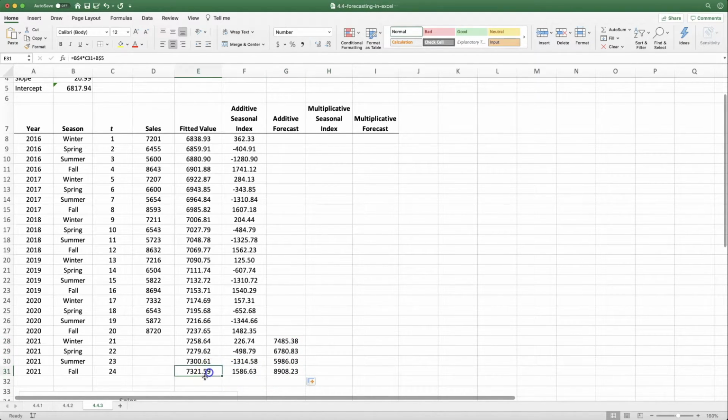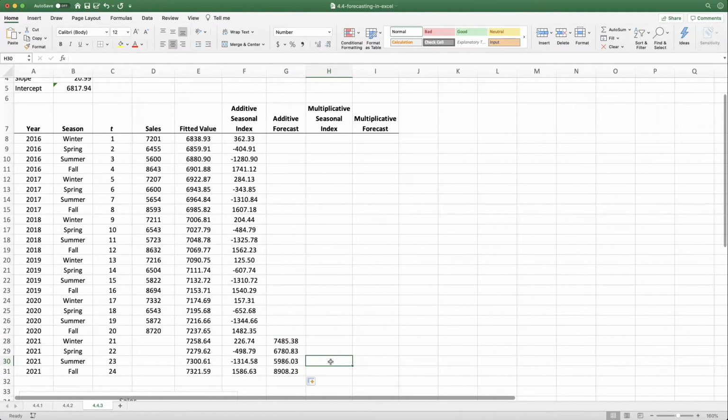For fall, the line tells us 7321 and we add 1600, the average seasonal index for this model. We get 8908. In summer 2021, we predict 5986, in spring 6780, and in winter 7485. Here are our forecasts for the seasons of 2021. This is using an additive seasonal forecasting model.